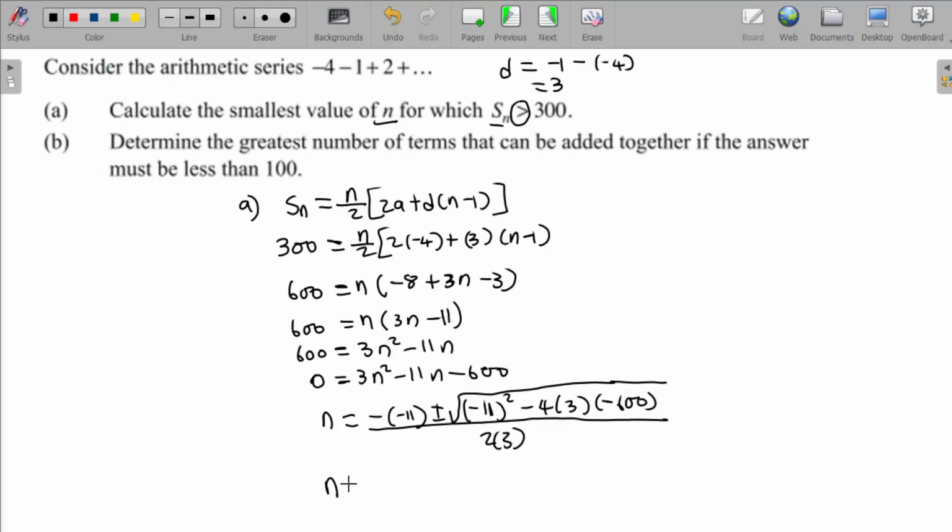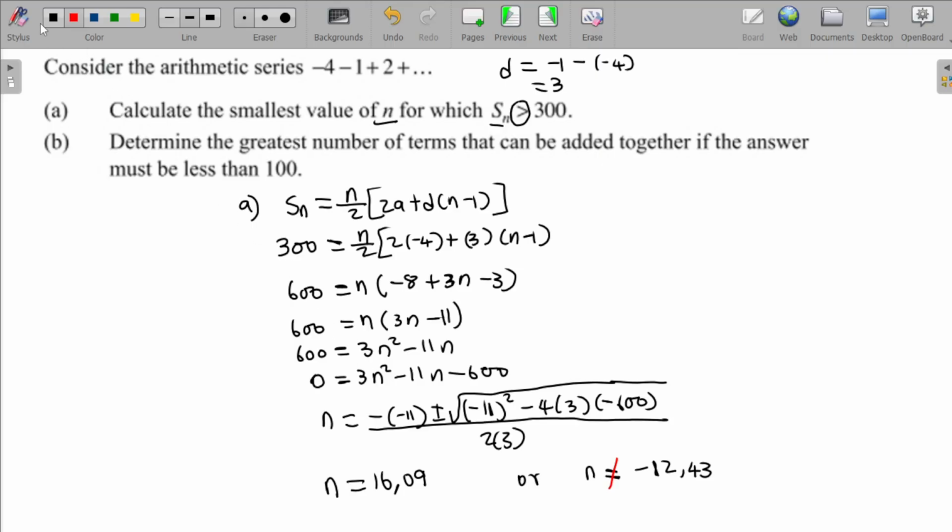I get an answer, and I told you it's going to be decimal. So n is going to be 16,09, or n is equal to negative 12,43. Now this is very important. The number of terms cannot be negative, so this one is already out. We're going to deal with this one.